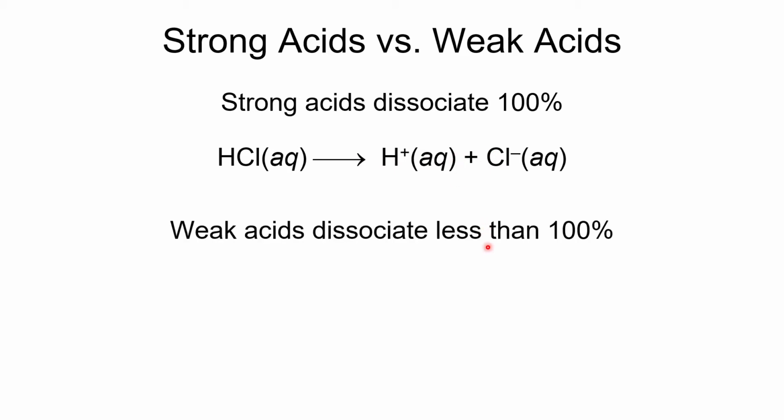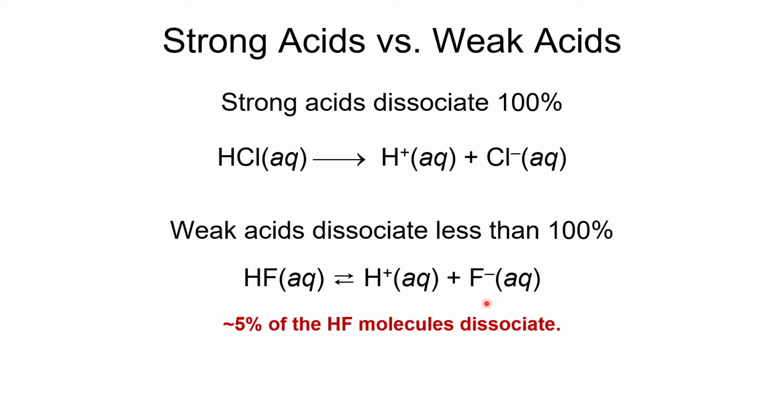Weak acids are somewhat less than 100%. And an example of a weak acid, and I picked one that's in the same group, is hydrofluoric acid. Hydrofluoric acid, even though it's in the same column as HCl, so chlorine and fluorine are both in group 7, we'll find that when we put it into water at a typical concentration of 0.1 to 1 molar, it only dissociates about 5%. So only 5% of the molecules will dissociate. And so it's considered a weak acid.